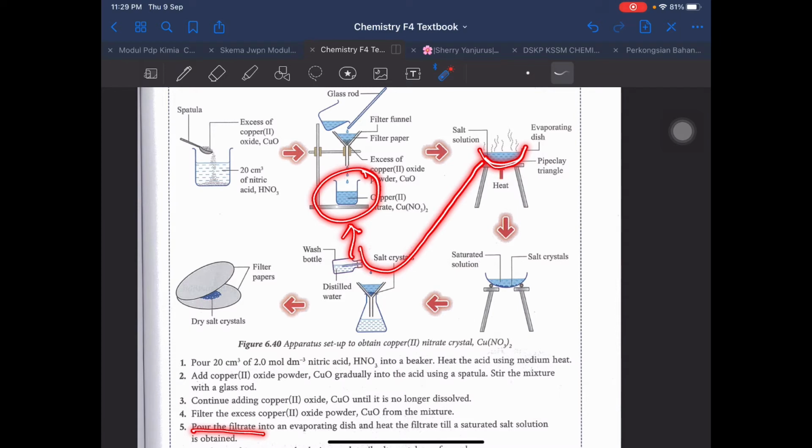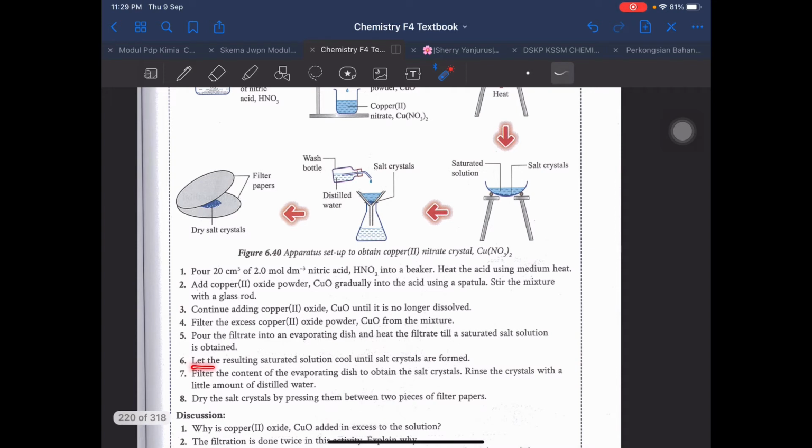And then you will heat it. Panaskan filtrate itu until tepu, until a saturated salt solution is obtained. Tepu tu macam mana? Macam 3/4 lah yang tertinggal. Janganlah sampai kering. Kalau terlalu kering, nanti tiada pula yang jadi garam. Sampai 3/4. So after that, what do you do?